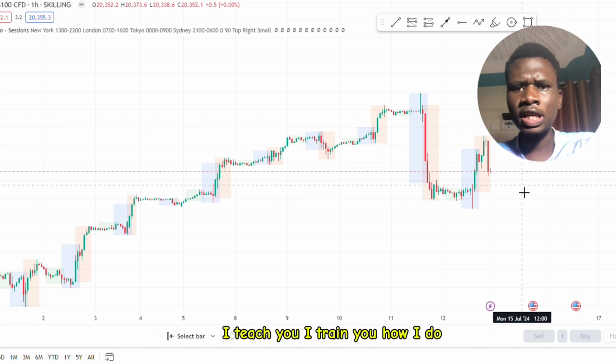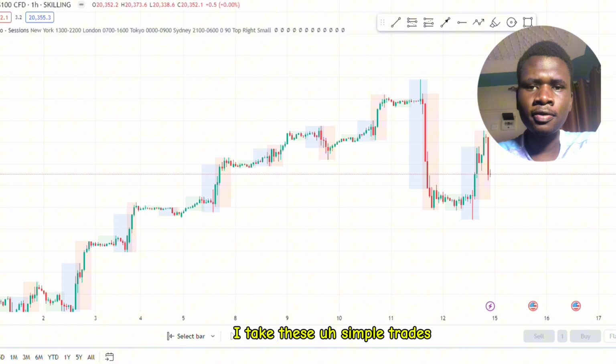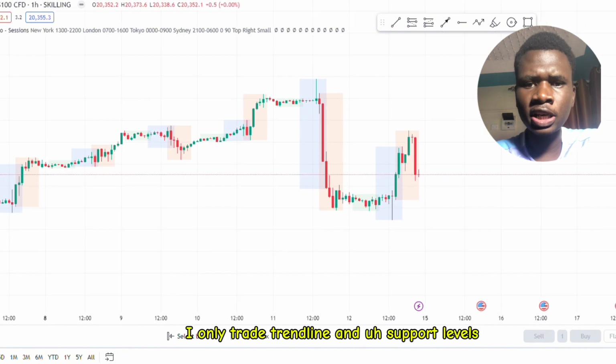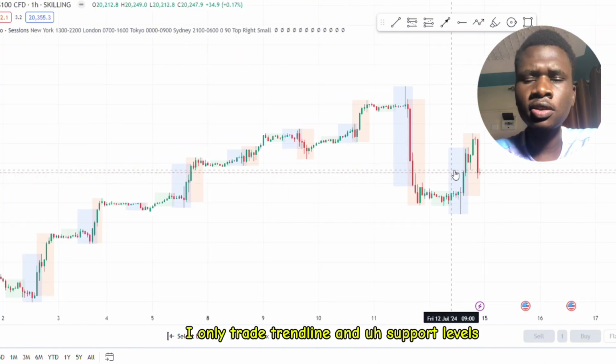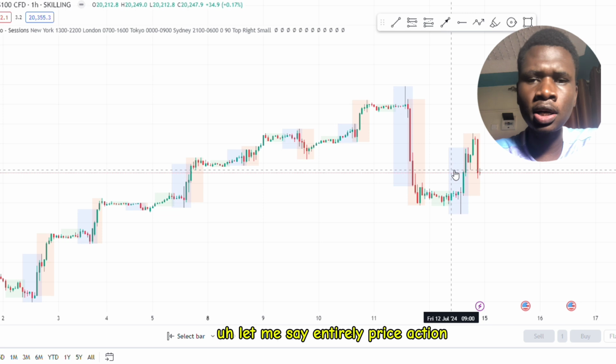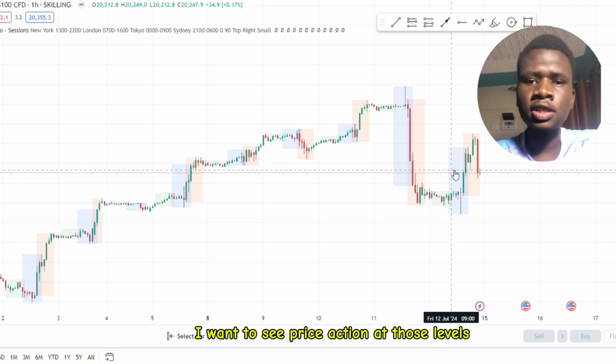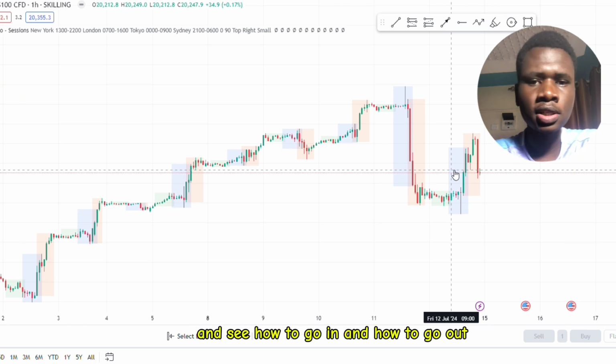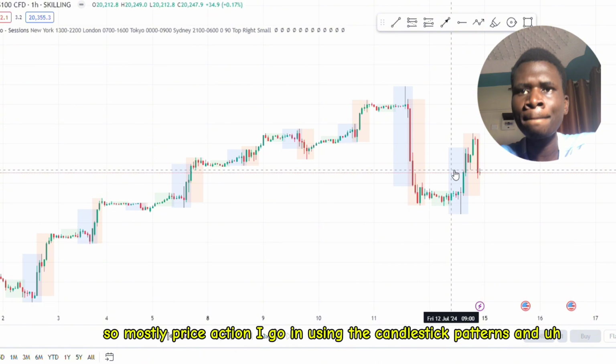I only trade trend lines and support levels. Let me say, entirely price action. I want to see price action at those levels and see how to go in and how to go out. So mostly price action, I go in using the candlestick patterns, and that's how I do trade.